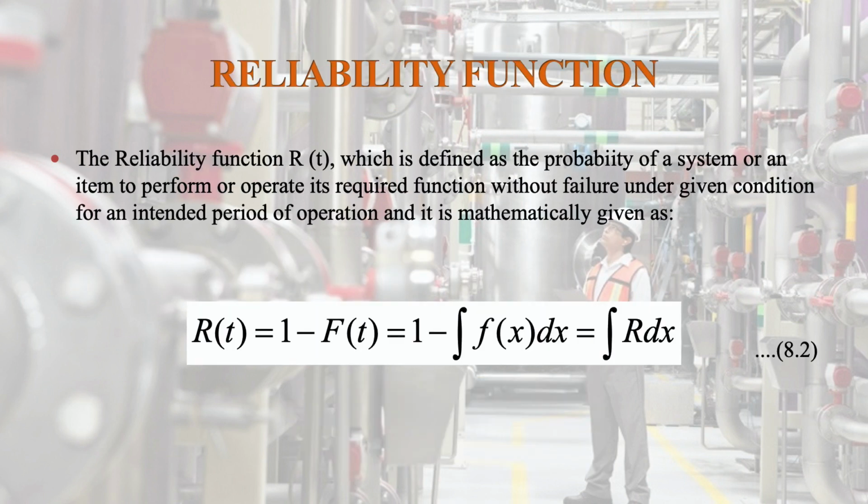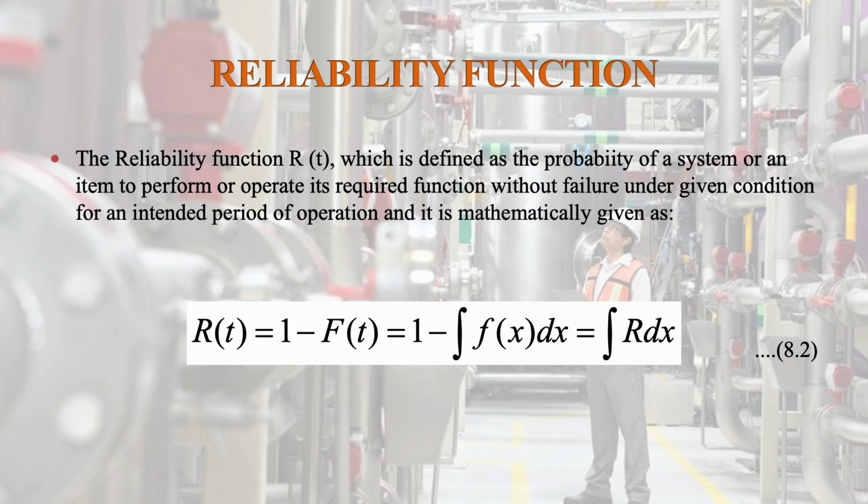Reliability function. The reliability function R(t) is defined as the probability of a system or an item to perform or operate its required function without failure under given conditions for an intended period of operation, and it is mathematically given as R(t) is equal to 1 minus F(t), that is equal to 1 minus the integral of f(x) dx, that is equal to the integral of f(x) dx from t to infinity. This is the reliability function.